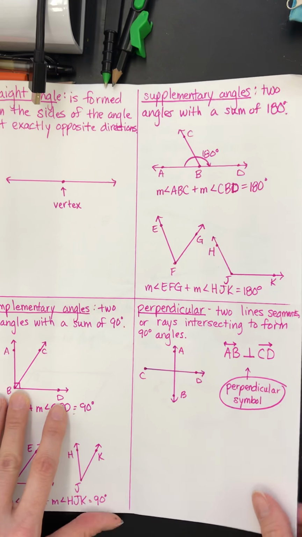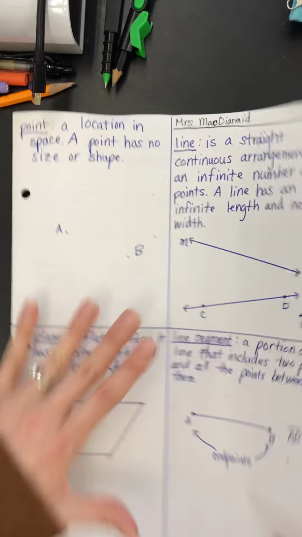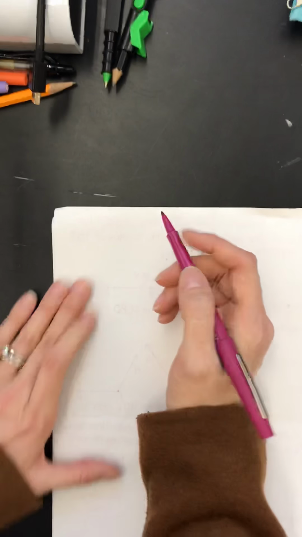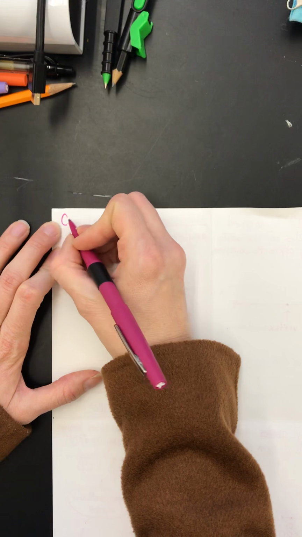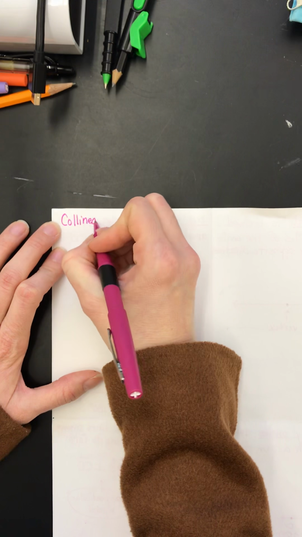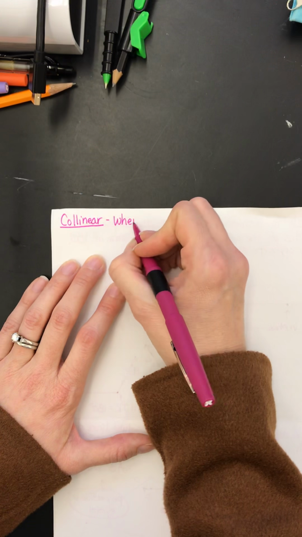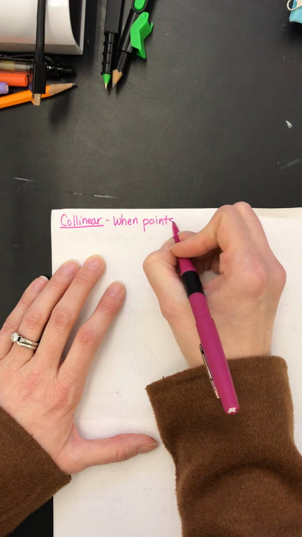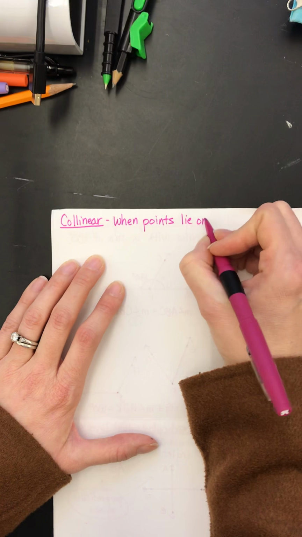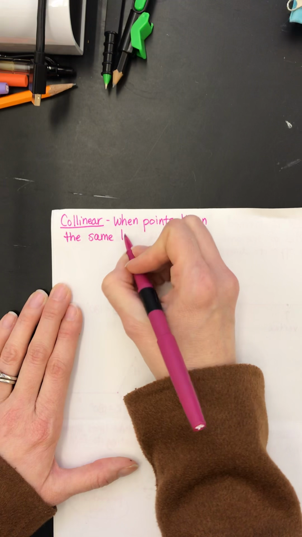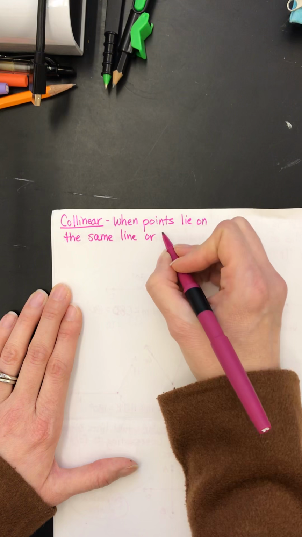The next thing I want to talk about is collinear. So if this is the front, you open it like a book, you have all this vocabulary, turn the page. On the back side, you have collinear. That is when points lie on the same line or line segment.